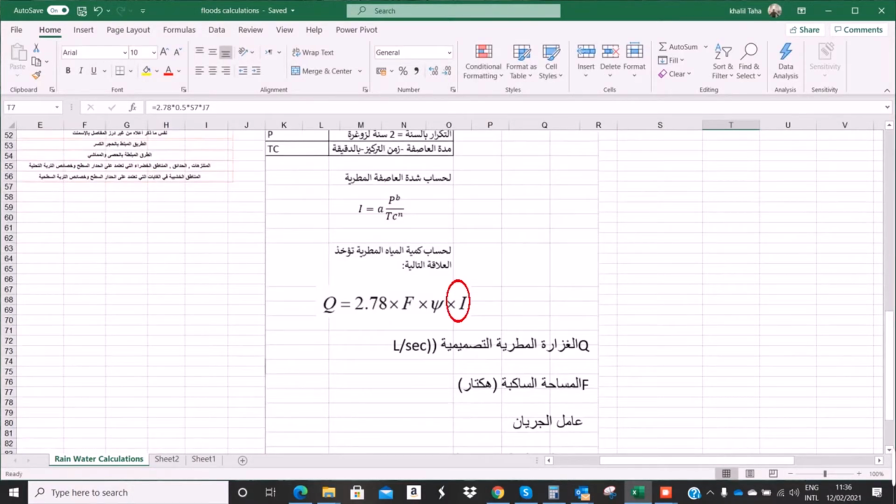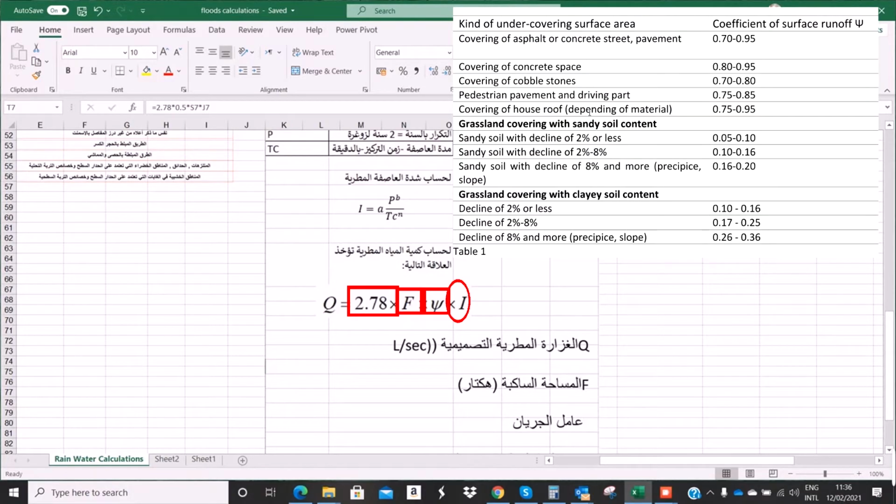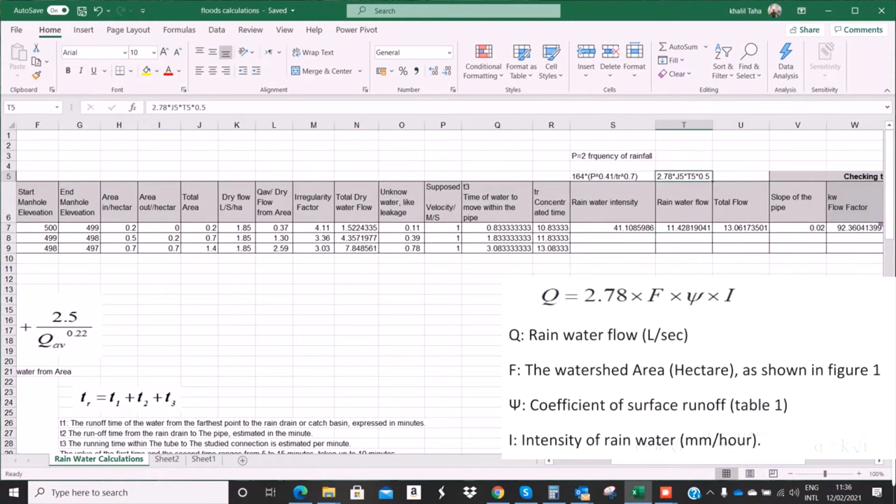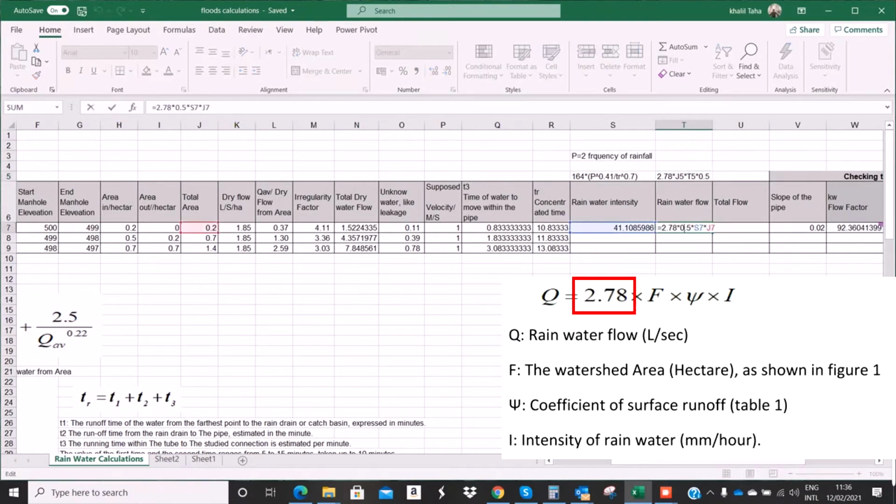Back to the main formula. I have the intensity now. This is the fixed number. I have the area. I will assume the surface factor. Okay, let's say it is graveled, so 0.5. I will apply this formula. It is 2.78 multiplied by the surface factor. It is graveled. I will assume it will be about 50%, which means 50% of the rainwater will go through the groundwater or within the soil, and the other will form the rainwater. Multiply the intensity. Multiply the total area. So now I have the rainwater.